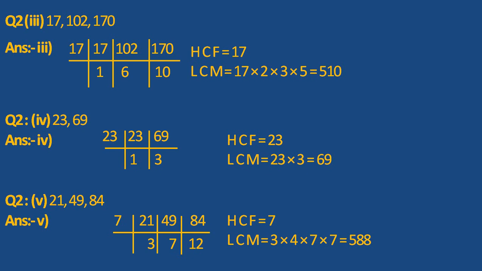Again the fifth sum, 21, 49, 84. 7 3s are 21, 7 7s are 49, 7 12s are 84. So now you see the common factor is 7, so HCF is 7, and for LCM, 7 multiplied by 7 multiplied by 3 multiplied by 4. Now 12 can be written as 3 into 4. So this 3 can be written once and then the 4 is the leftover number. So the LCM is now 588.